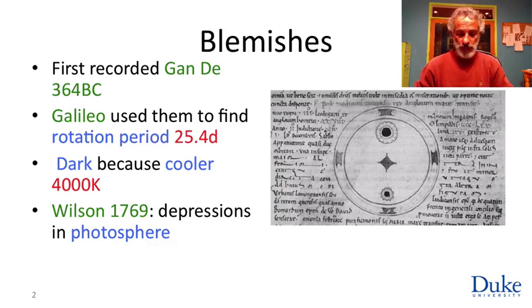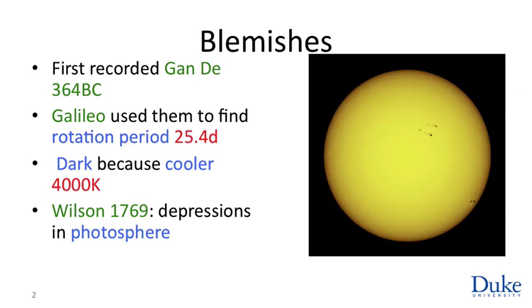First known recording of these is in the writings of a Chinese astronomer, whose name I can only pronounce as Gande. Galileo observed the sunspots and used them to find the rotation period of the sun. The sun rotates about its axis, moving from west to east every 25.4 days. This is a medieval depiction of two sunspots on the surface of the sun. These sunspots appear as dark spots on the sun.